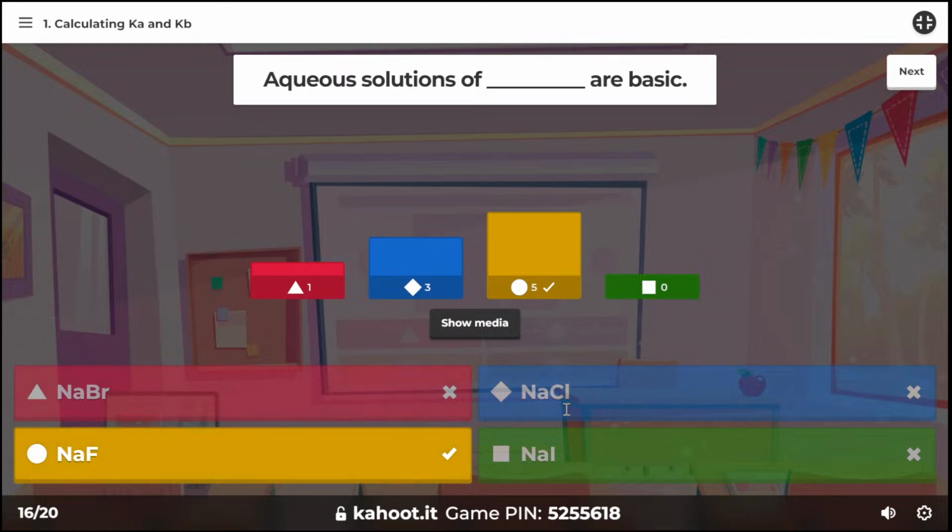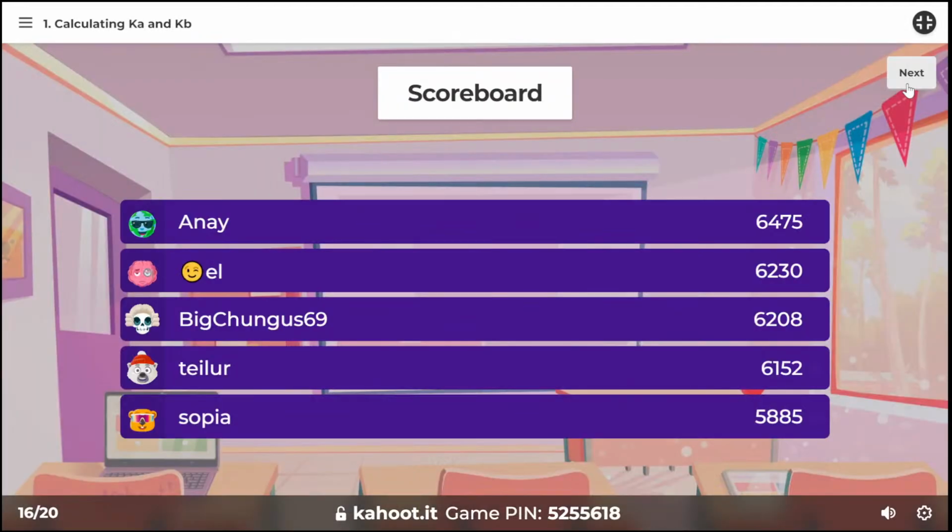What is the difference between these 3 and that one? They're all salts. They're all in fact sodium salts. The difference is that one comes from HF. What kind of acid does Br come from? From HBr, which is a strong acid. HCl, strong acid. HI, strong acid. HF, weak acid. So that's why that becomes basic, just like the previous question.